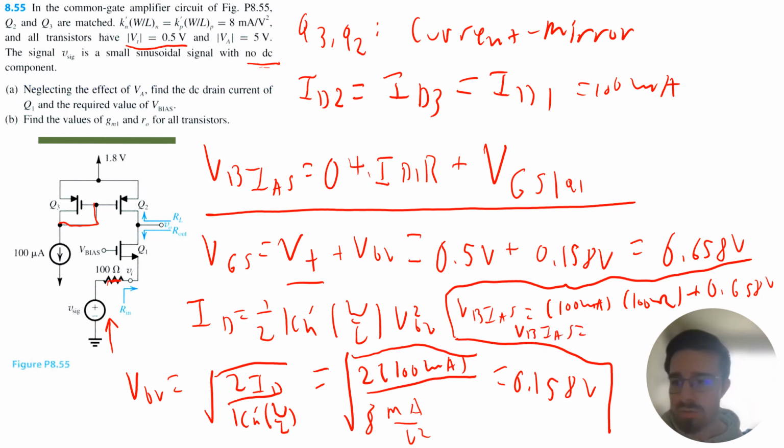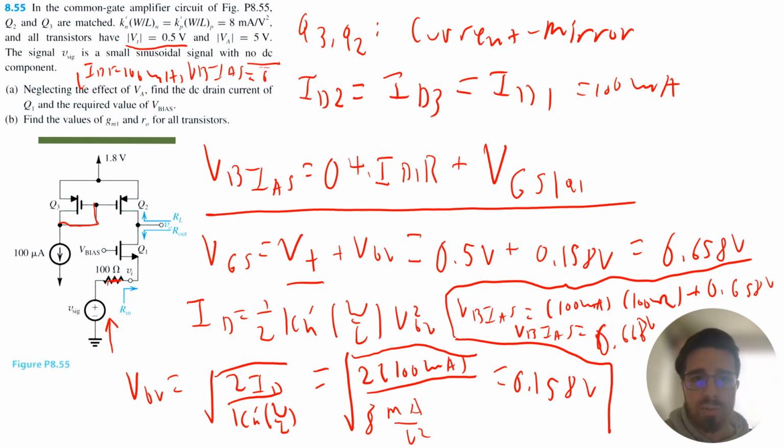And that should get us 0.668 volts. Really squeezing everything in here. So for part A, the DC drain current is 100 microamps, and the required value of V bias we solved for is 0.668 volts. Let's continue with part B.